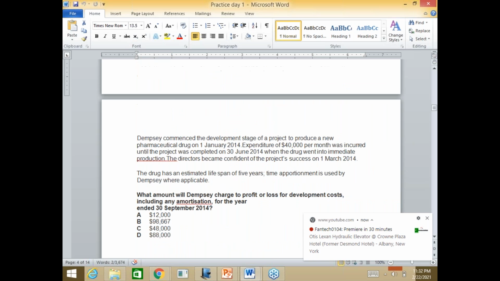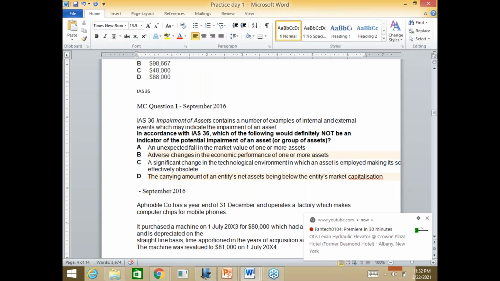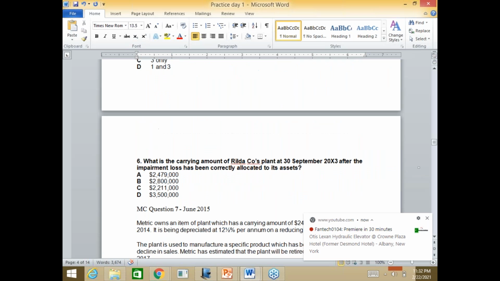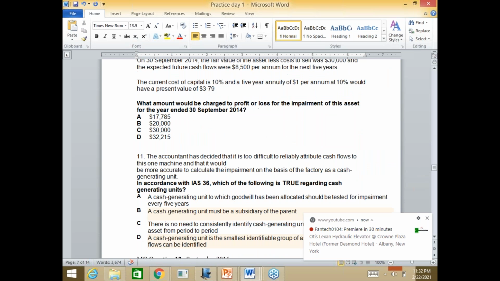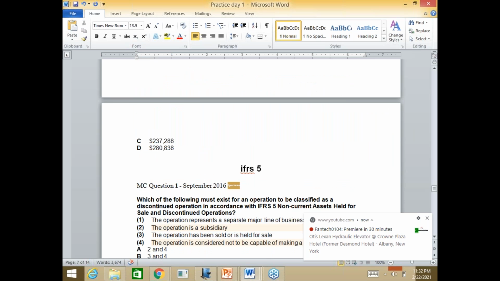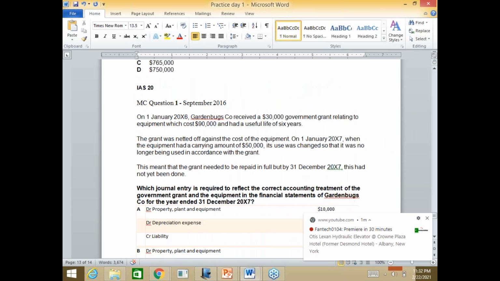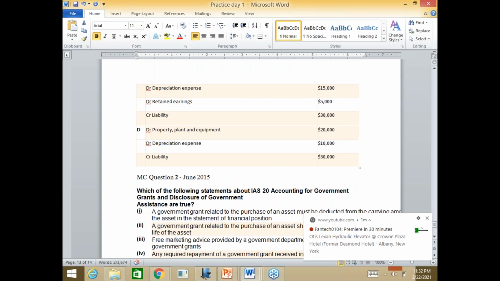Then these are related to IAS 36. So you do not need to worry about IAS 36 right now. So don't attempt questions of IAS 36. And then we have questions from after IAS 36. IFRS 5, we haven't done it yet. So don't need to work. Yes, IAS 20. We have covered IAS 20 government grant. So all of you are required to attempt all these questions.